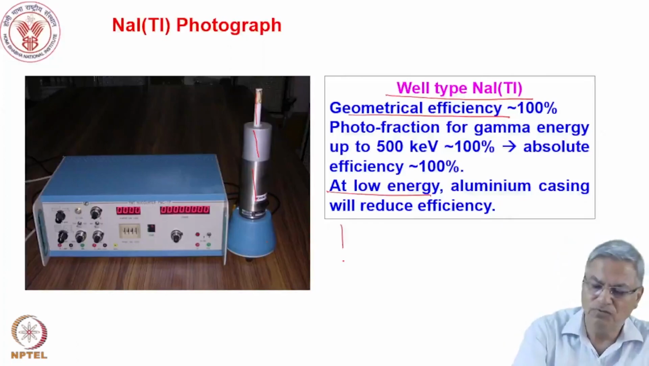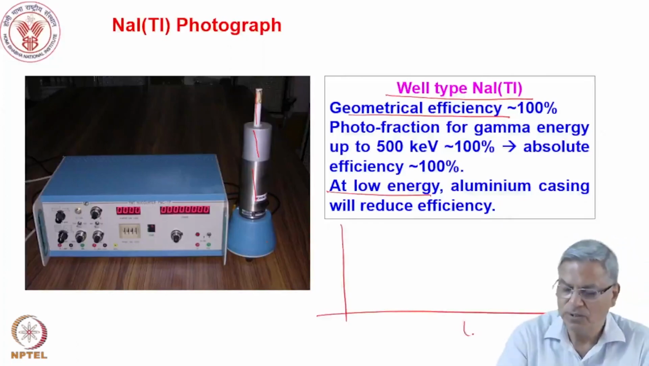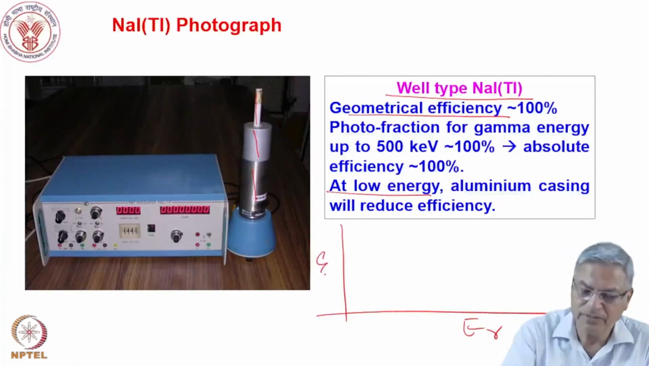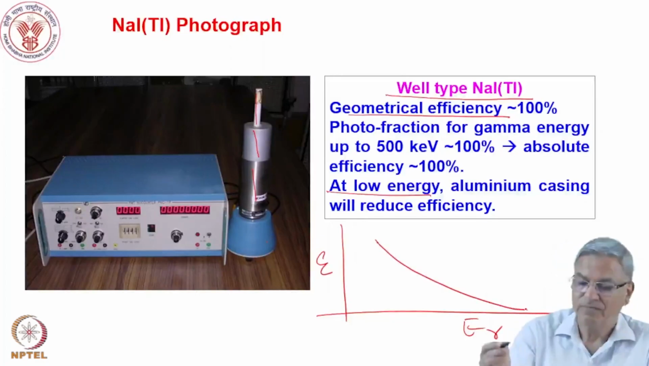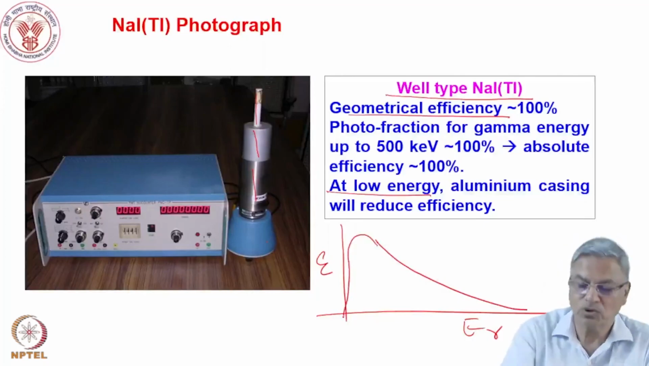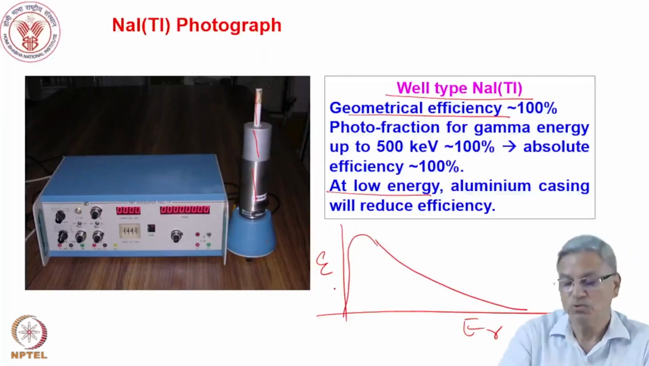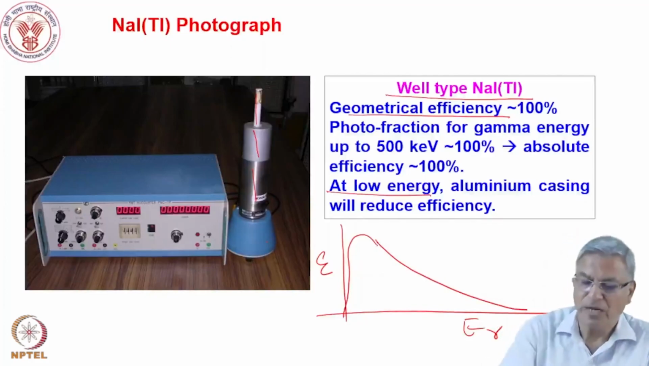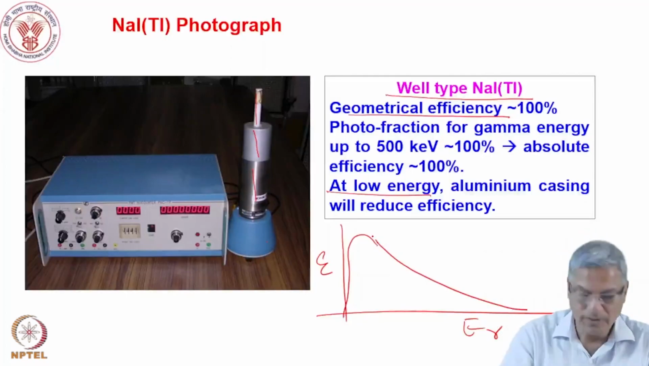So typically you will find that the efficiency versus energy of the gamma ray should have been going down like this, but at low energy it will again fall down because of the aluminum window. So this is how the efficiency for detection of gamma rays will change with the energy of the gamma ray. So almost up to 500 keV, you will find efficiency is close to 100%.